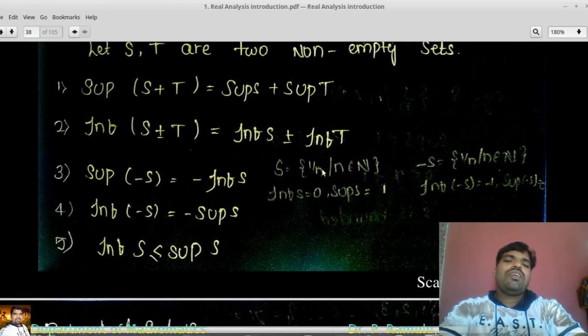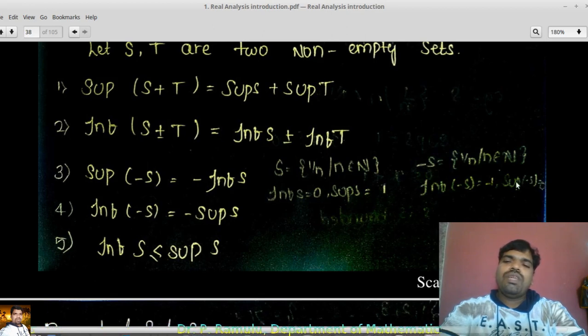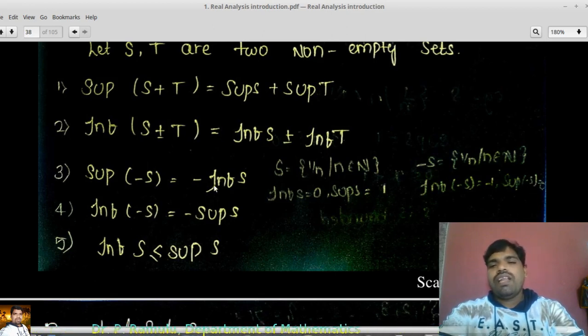Okay, a simple example you can observe: S is equal to 1 by n, n belongs to N. What is the supremum of this set? Sup S is equal to 1, inf S is equal to 0. You can have minus S. Minus S is equal to minus 1 by n, n belongs to N. So what is the supremum? The supremum is 0, the infimum is minus 1. Infimum of minus S is equal to minus 1. Supremum of minus S is equal to 0. Supremum of minus S is equal to minus of inf S. Inf S is equal to 0 here, and minus 0 equals 0 only. It is satisfied.